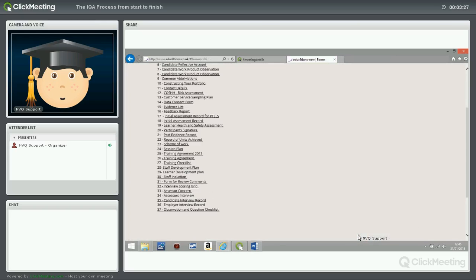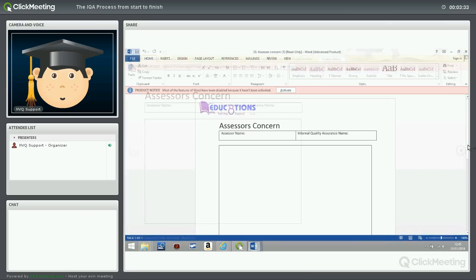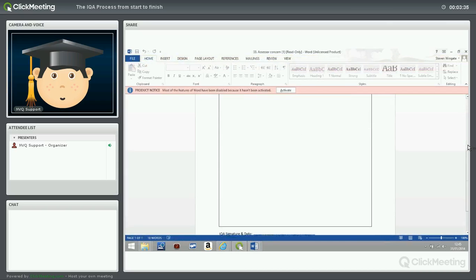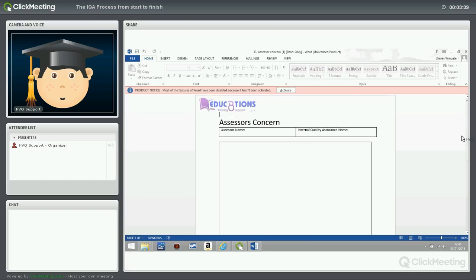So if we open that up, just so you can see what that looks like. Now, the assessor's concerns form is any concerns that you have regarding your caseload, or any concerns that the QA may have regarding you. And again, the concerns are going to be listed there, and they would then be saved on to your personal file on Office 365.